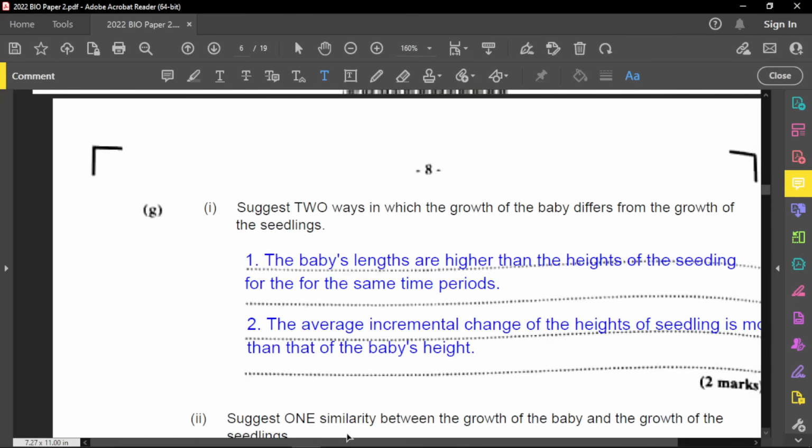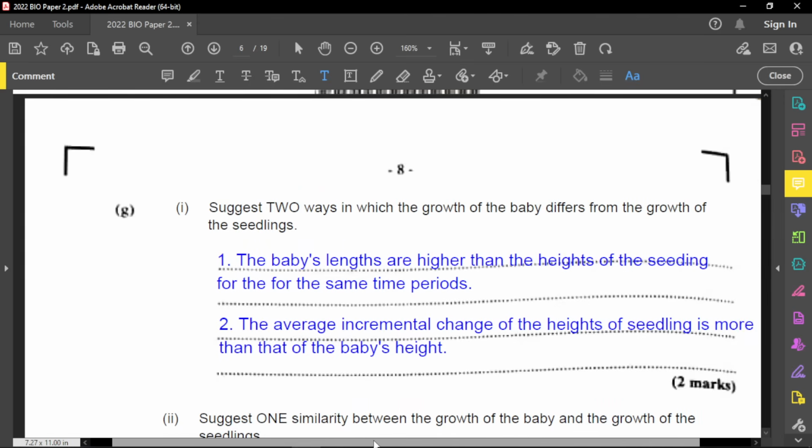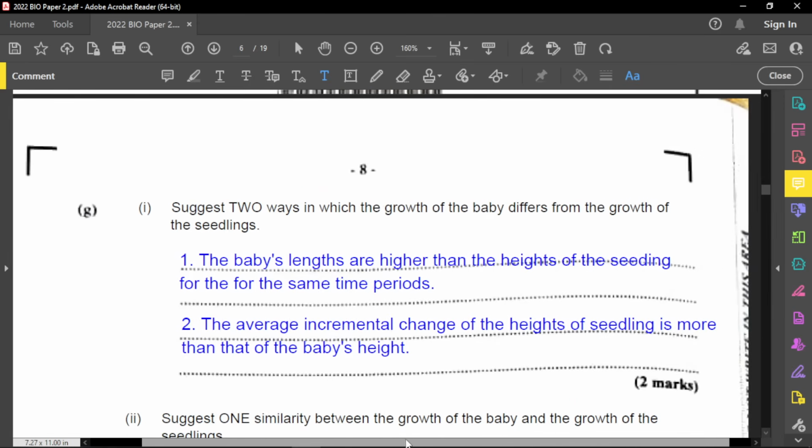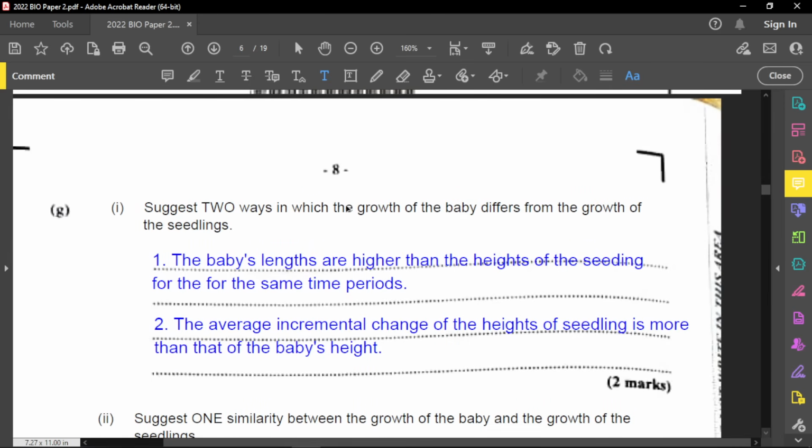All right, and so part G1 is a suggest 2 ways in which the growth of the baby differs from the growth of the seedlings. And the first point that I make right here is that the baby's length is always higher than the heights of the seedling for the same time period. So that's why the baby's graph, notice in blue, was always higher than the one in red, which is for the height of the seedlings. So it's always higher in terms of the number.